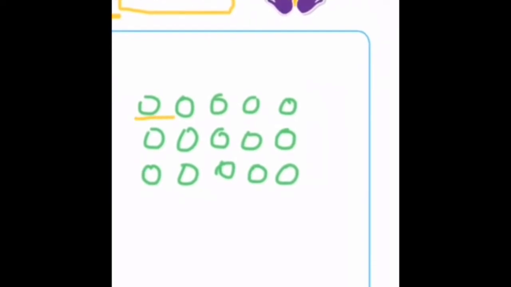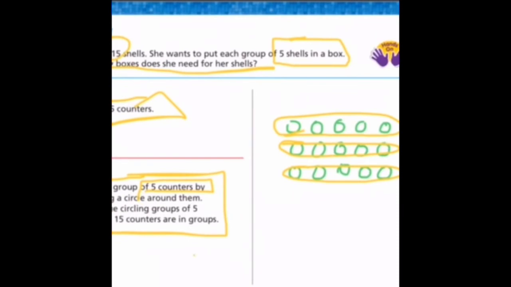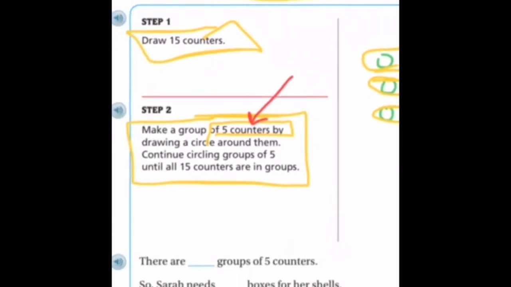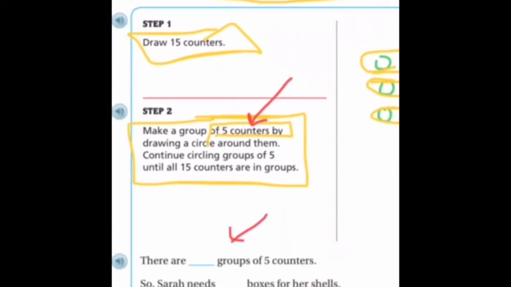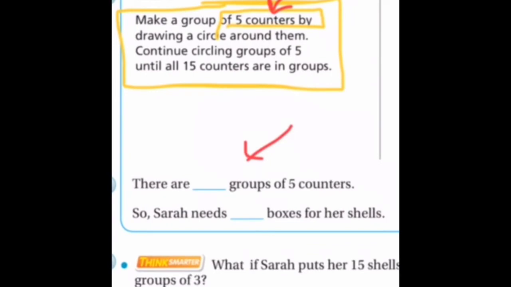Right? So there's a group of 5. Well, how about that? It worked out really well. Here's another group of 5. And here's another group of 5. And I made groups of 5 because it told us right here a group of 5 counters. Okay? So now we get down here at the bottom. We're going to count how many groups of 5 counters we have. There's 1 group, 2 groups, and 3 groups. So I have 3 groups of 5 counters. That means Sarah needs 3 boxes for her shells.